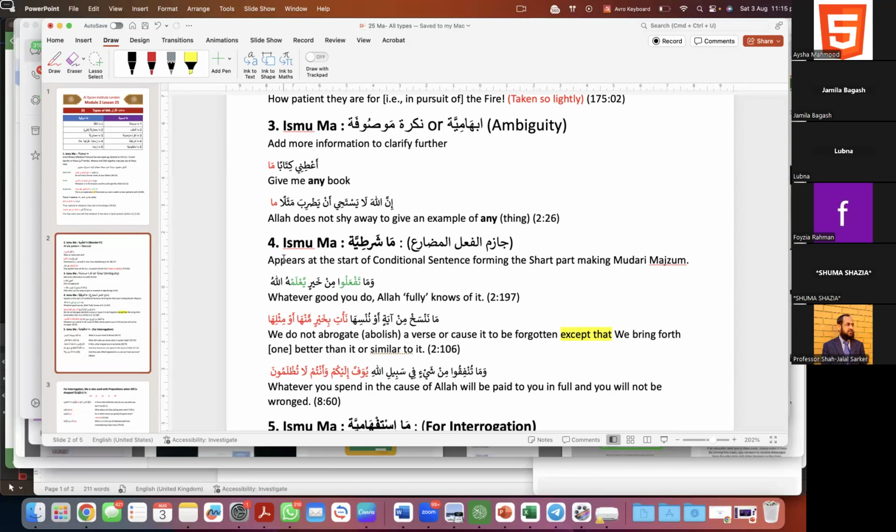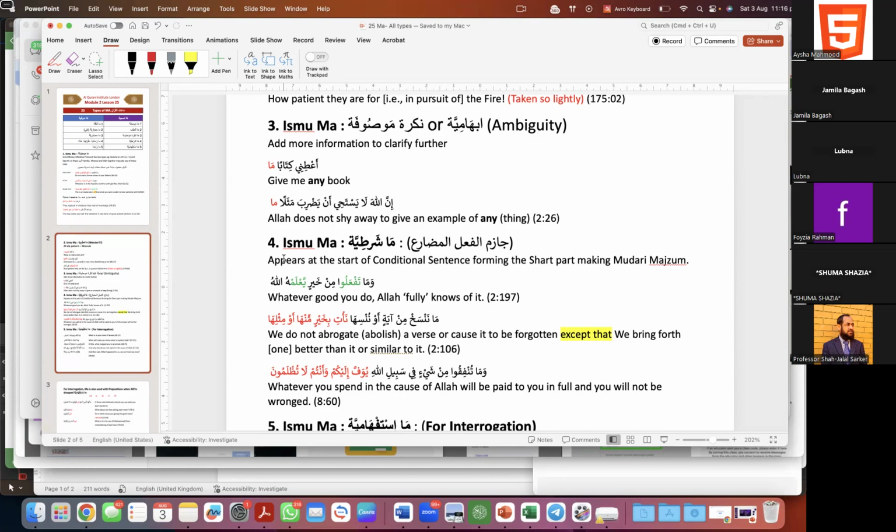Kitaban normally means a book, correct? Everybody understands that? Normally Kitaban means a book, give me a book. Then Ma came to clear the ambiguity, saying not a book, any book. To mean any. So Atini Kitaban Ma: give me any book. Inna Allah la yastahi an yadriba masala ma.